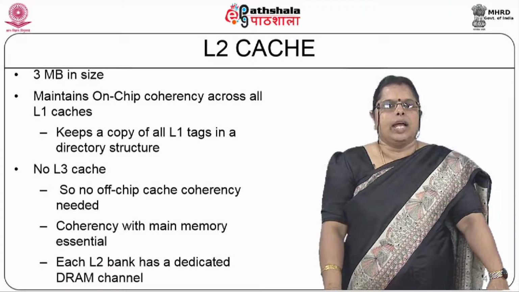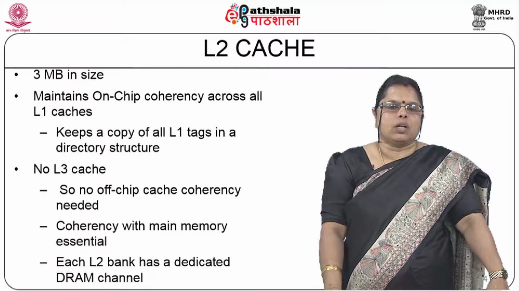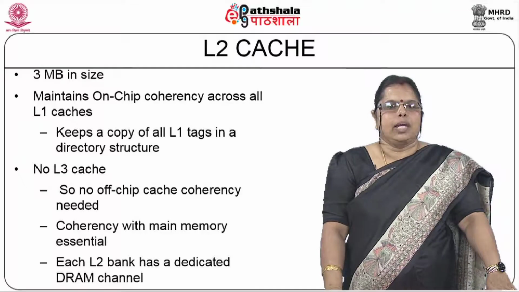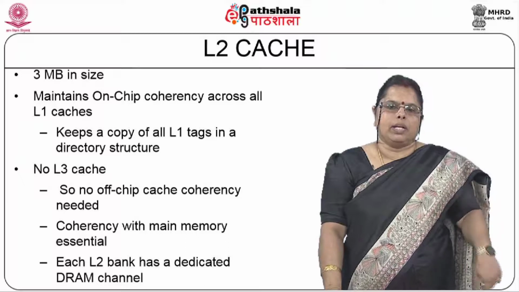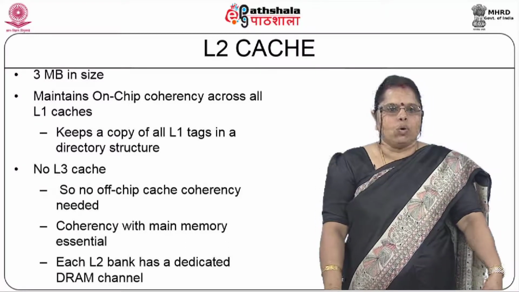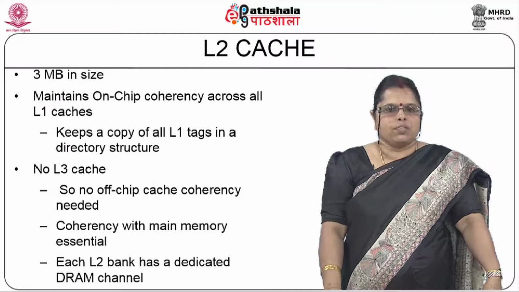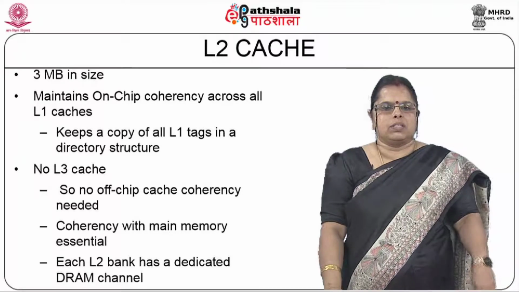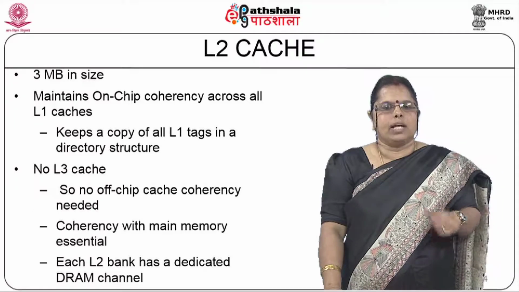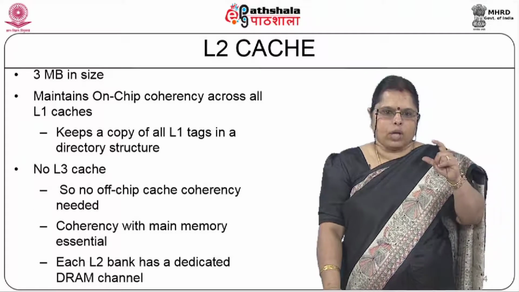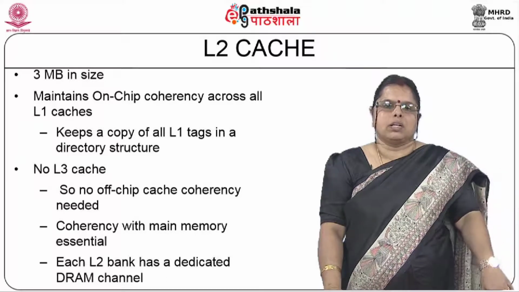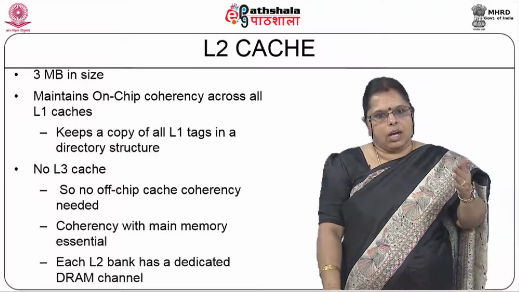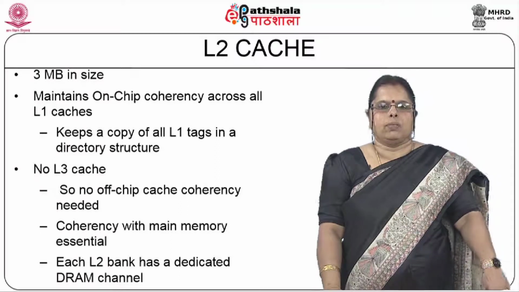in size. It maintains on-chip coherency across all L1 caches. It keeps a copy of all L1 tags in a directory structure, and that is how it maintains the coherence. There is no L3 cache, so no off-chip cache coherency is needed. Coherency with only main memory is essential, and each L2 bank has a dedicated DRAM channel. So L1 cache is private to each and every core. L2 cache is shared across the various cores. Apart from the L2 cache, you only have the main memory.